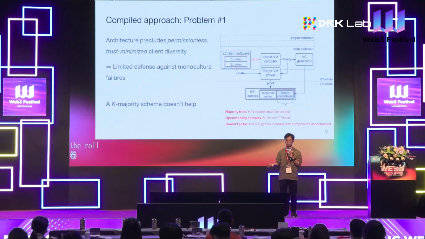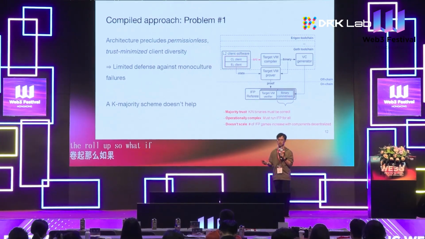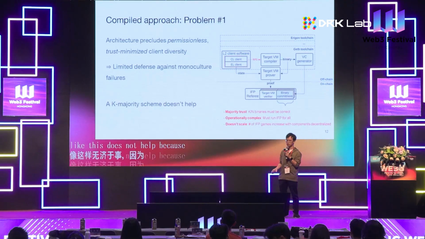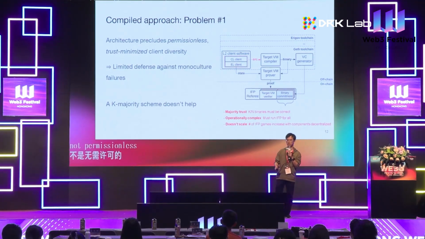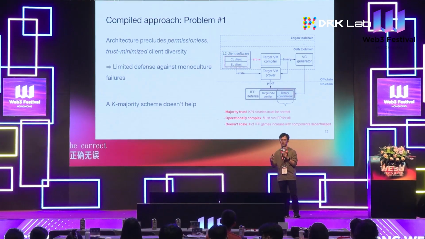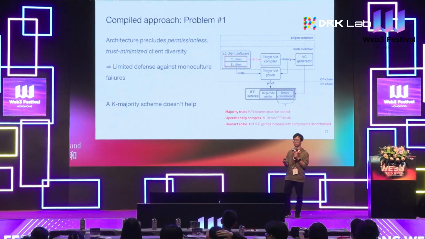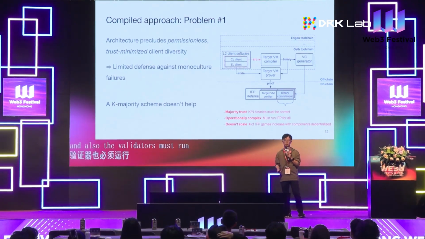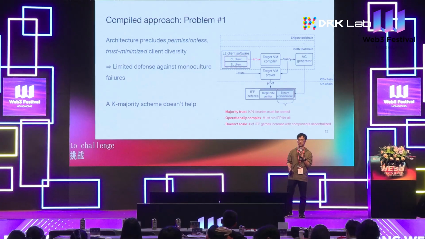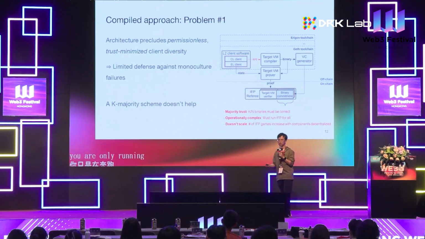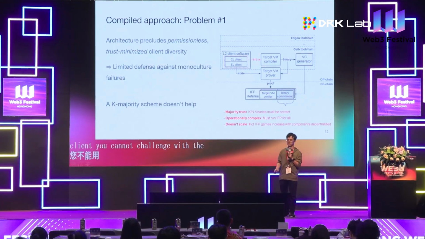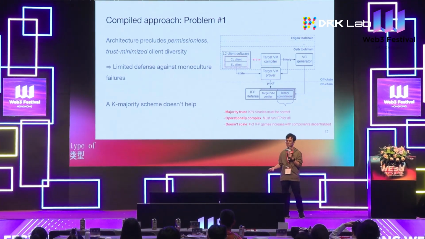So what if we use a K-majority scheme? This does not help because it's not permissionless. You need to make sure that K of n binaries must be correct. And also, the validators must run all n clients to make sure they are able to challenge each other. Because if you're only running one type of client, you cannot challenge a validator who is running another type of client. Therefore, it does not scale.